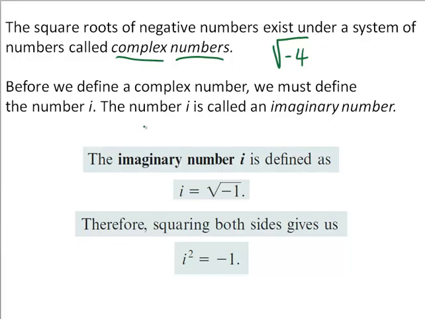Now, before we define a complex number, let's talk more about the letter i, the number i, and we call that the imaginary number. And I've talked about this, i equals the square root of -1. And therefore, if I square both sides, like we've been taught, I'll get i squared equals -1.